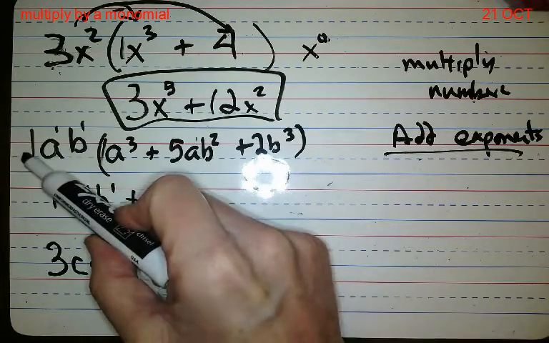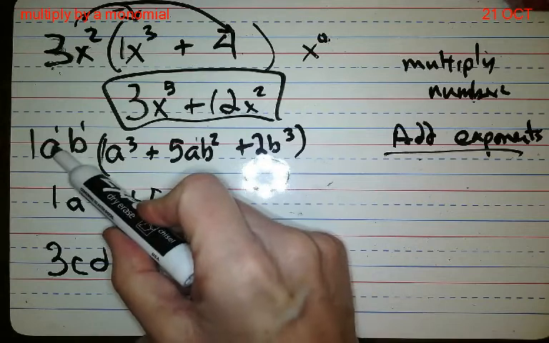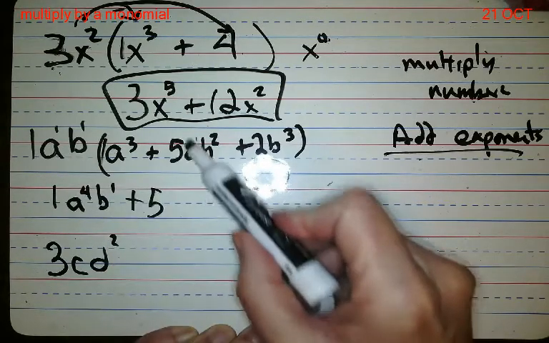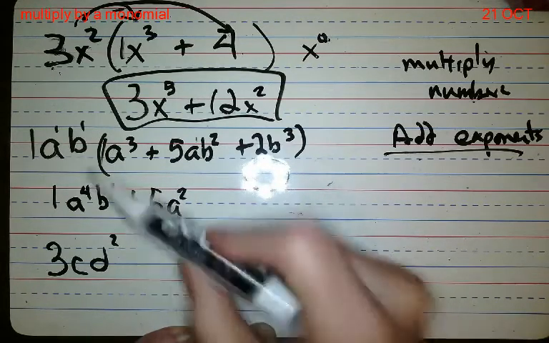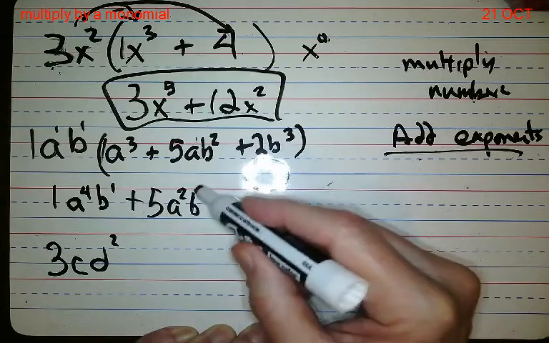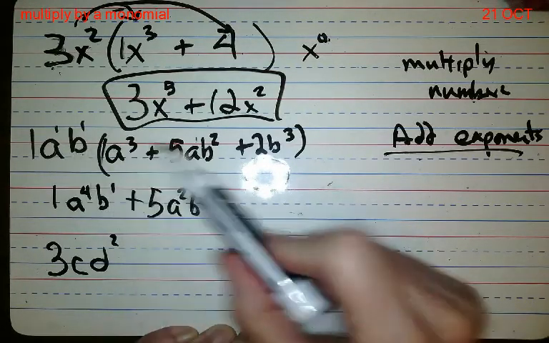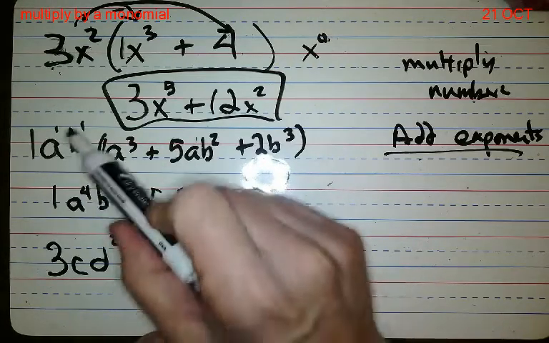Now I multiply the numbers. 1 times 5. Well, that's just 5. And then now I'm adding the letter here. This is a 1, and if there's nothing showing, see, that's a 1. So that makes a2. And then b1 and b2, that makes b3. See, I can add exponents when they're on the same letter. When they're not on the same letter, it just stays like it is.